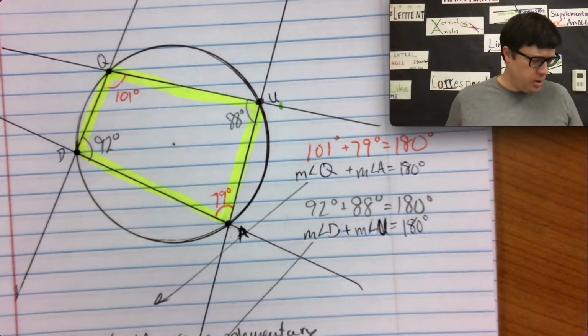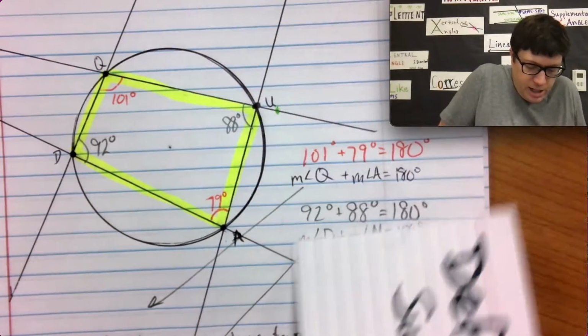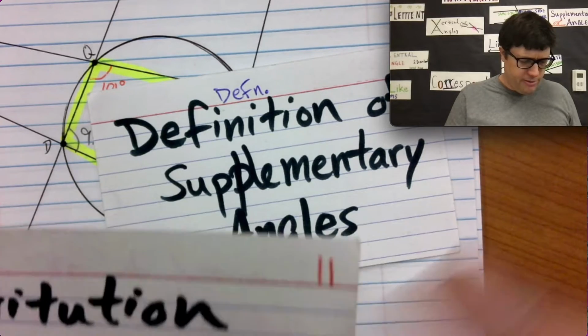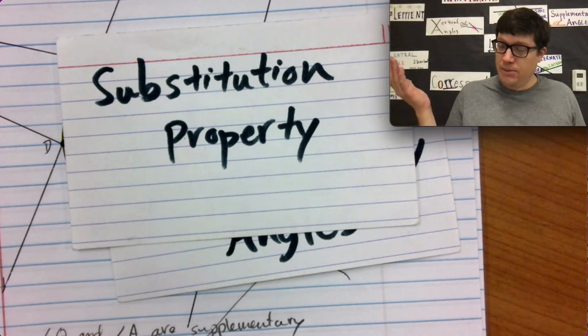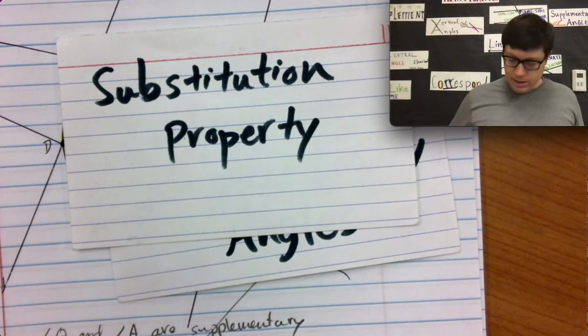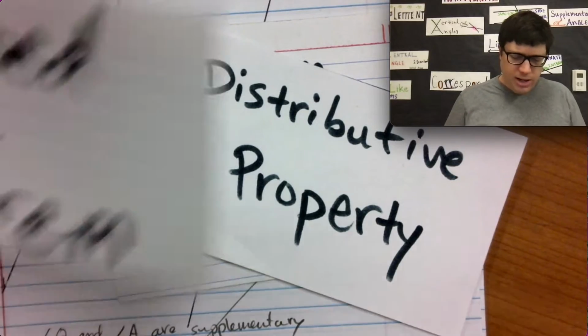How do we know? So let me flip through my cards. We have definition of supplementary angles. That's probably actually what's going to bridge those arrows. This is why. We have a substitution property. Hey, substitution's probably going to be in our statement at some point. We've got the distributive property. We've got these two.